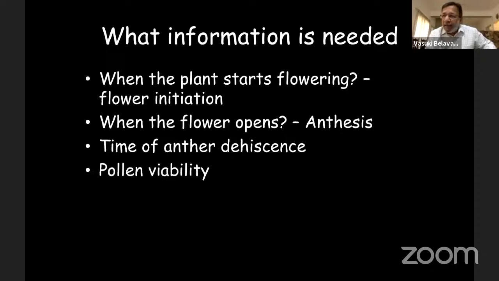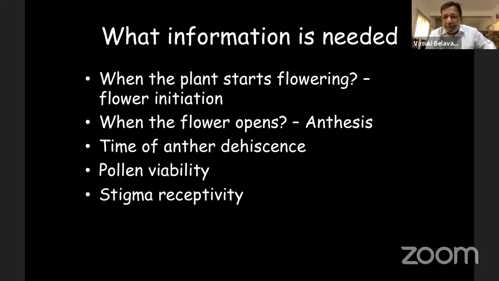And then pollen viability is another important thing. Once the anther dehiscence occurs and pollen comes out of the anthers, how long do the pollen grains remain viable? That means what is the time span that is available for a pollinator to transfer this pollen, or for the pollen to reach the right stigma. So this is also important.